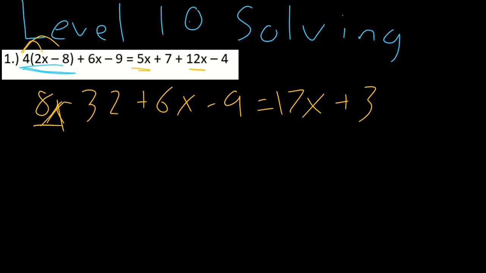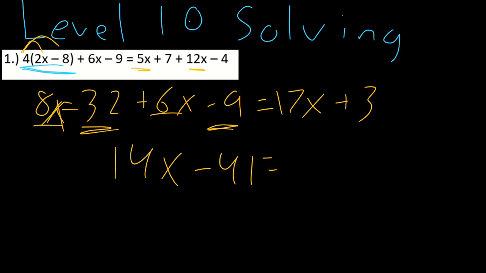So now we have this 8x plus 6x, which will be 14x. And we have this negative 32 minus 9. Well, remember, when you have two negatives combined together, they just go more negative. So it'll be negative 41 is equal to 17x plus 3. Now this brings me to my second question. Are my x's together? And the answer here is no.